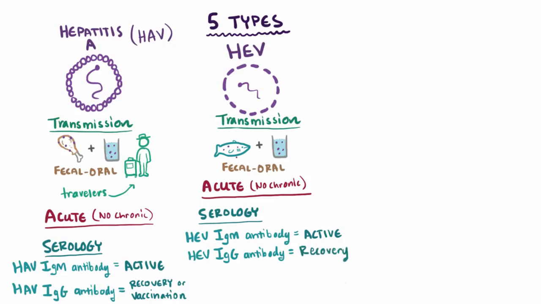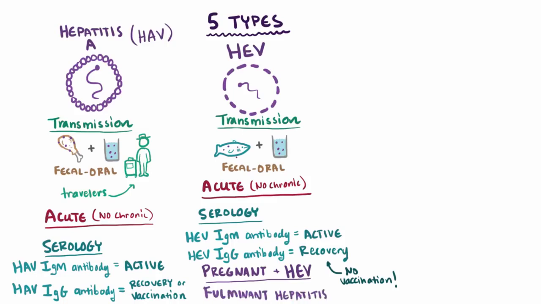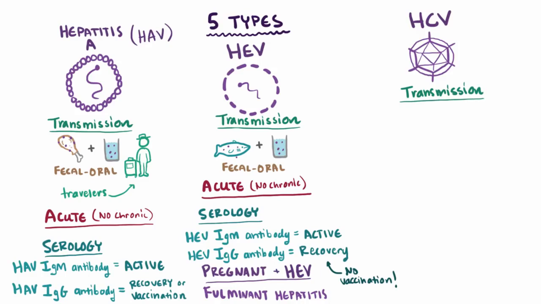Two big differences to note, though, between these two guys is that, 1, only HAV has the option for immunization, and 2, HEV infection for pregnant women can be very serious and can lead to acute liver failure, also sometimes called fulminant hepatitis. Alright, next on the docket is hepatitis C virus. Now this guy is transmitted via the blood, so could be from childbirth, intravenous drug abuse, or unprotected sex.